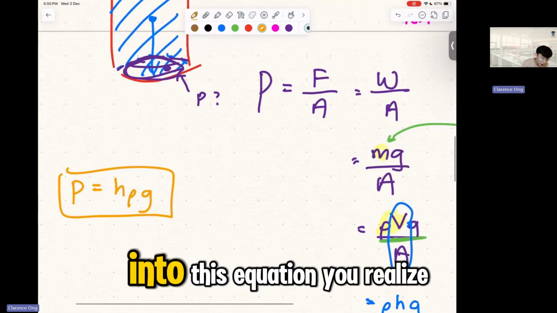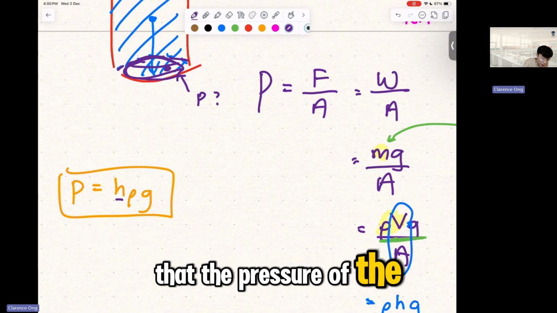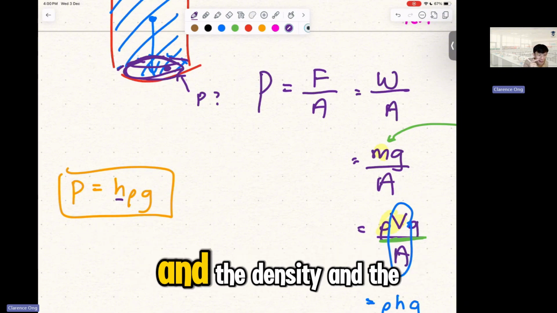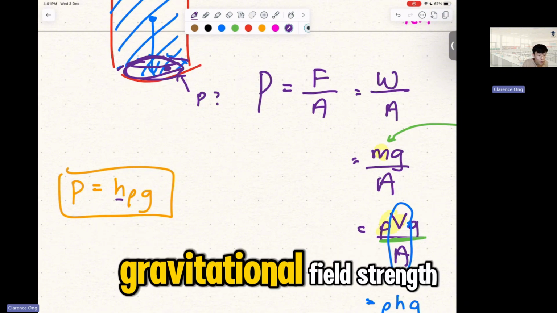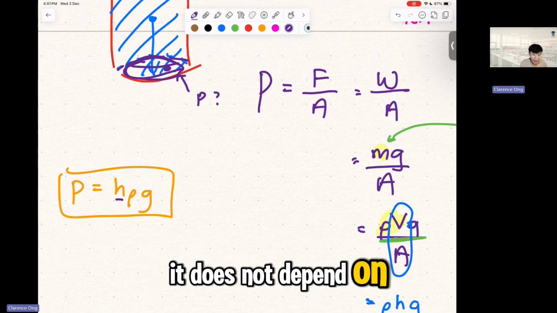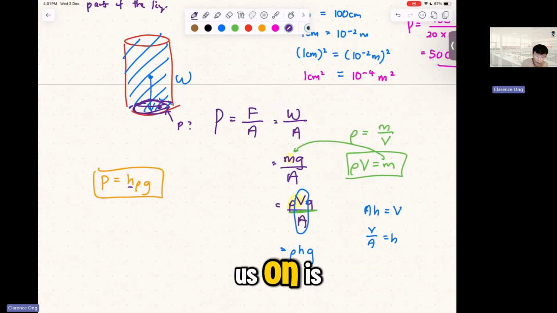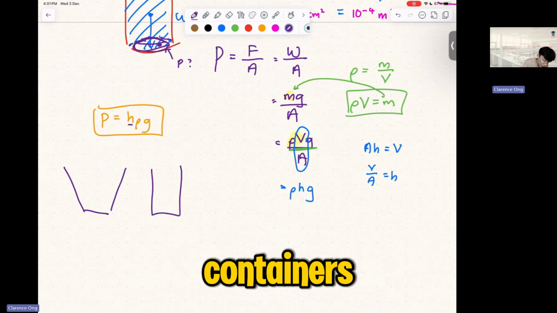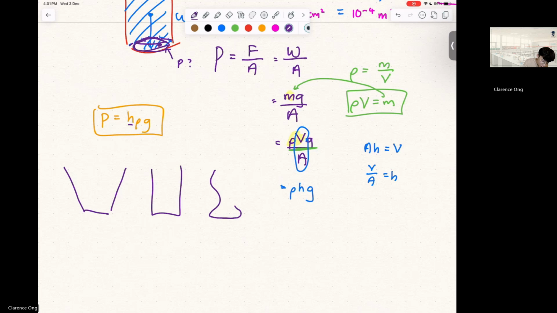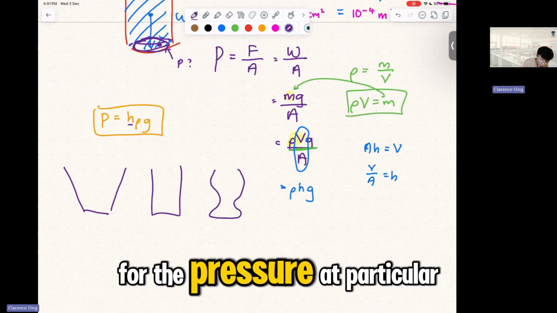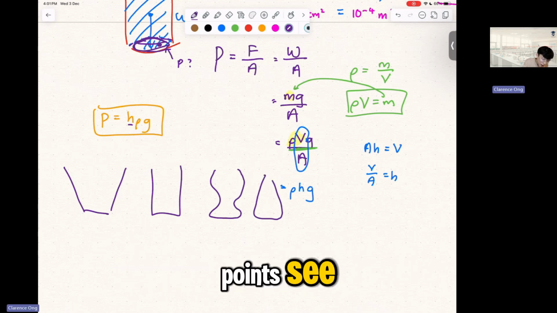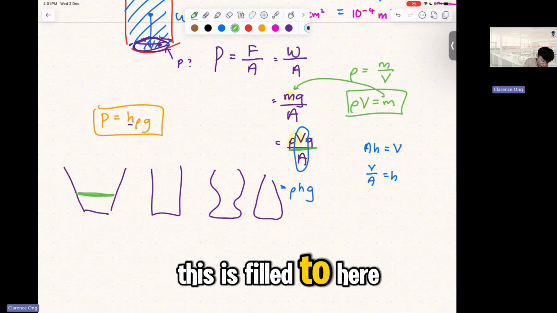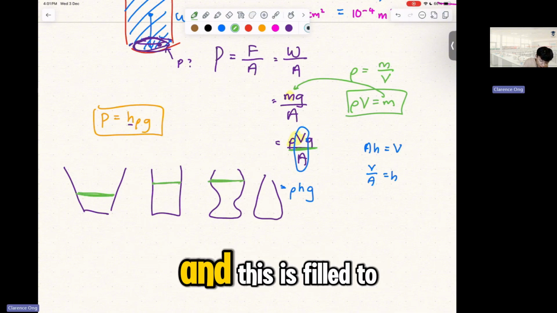If you deep dive into this equation, you realize that the pressure of the liquid only depends on the height and the density and the gravitational field strength. It does not depend on the area. What they like to test us on is this MCQ. They will have different shaped containers and they will ask you for the pressure at particular points. Say this is filled to here, this is filled to here, this is filled to here, and this is filled to here.